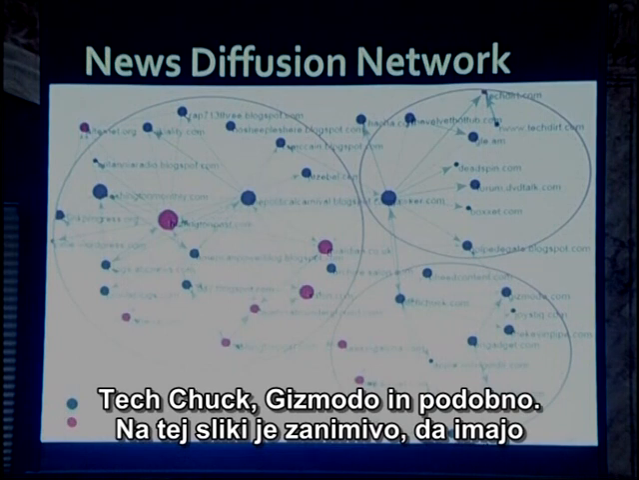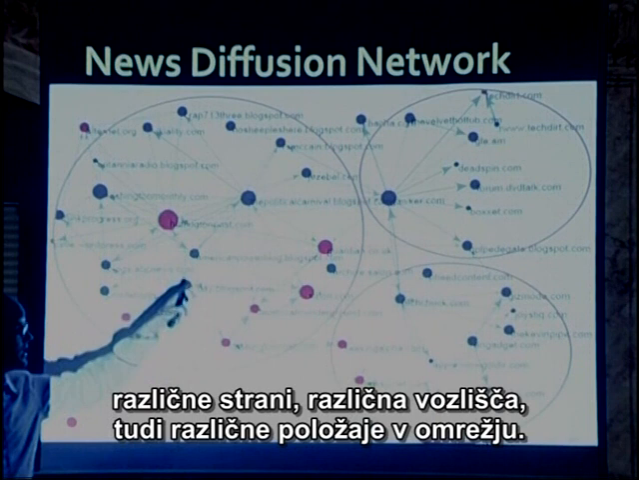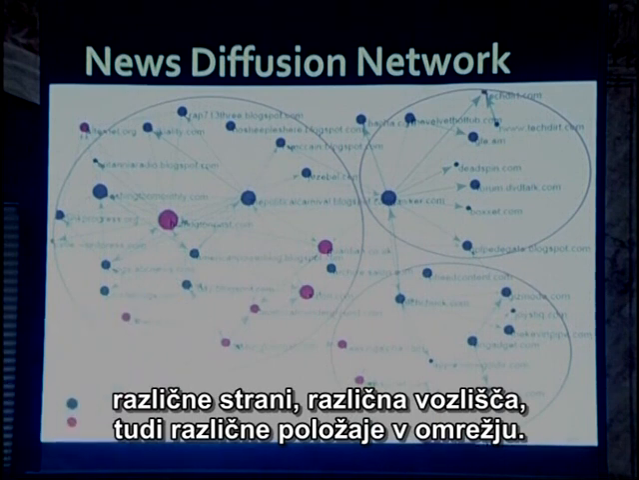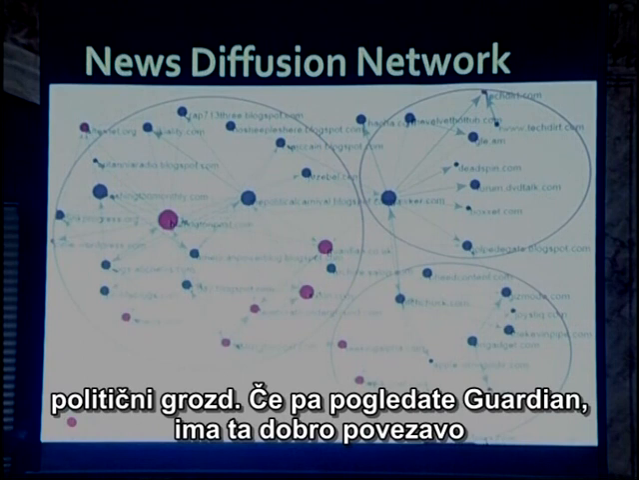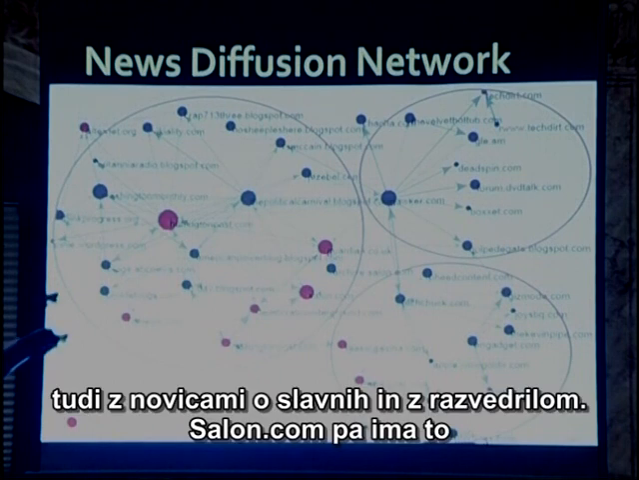And what is interesting from this picture is that different websites take different positions in the network. For example, Huffington Post is very deeply embedded in this political cluster, while the Guardian also has a good connection to celebrity news or entertainment.